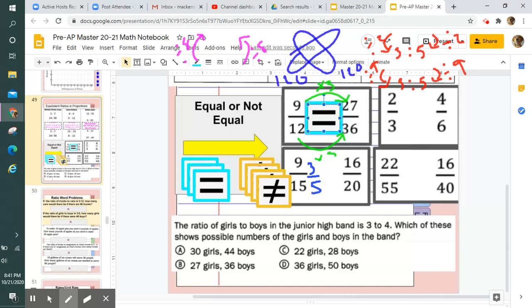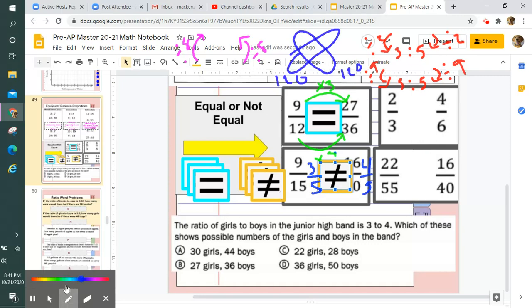16 and 20 are both divisible by 4. So 16 divided by 4 is 4, and 20 divided by 4 is 5. Are 3/5 and 4/5 equal? Nope. So that's not going to work. Another way I could have checked that was also by using the cross products like I did up top. If we couldn't simplify it, we would have had to use those cross products.